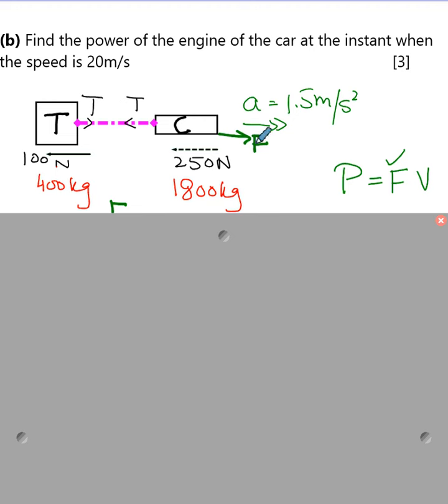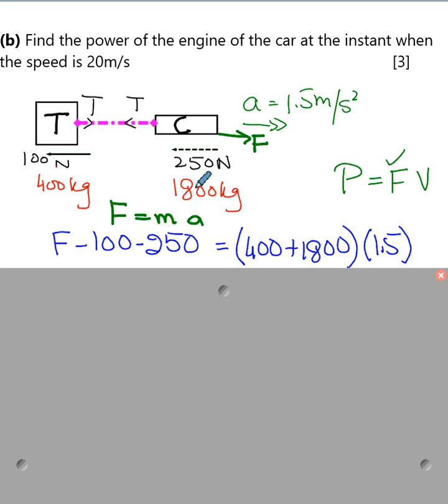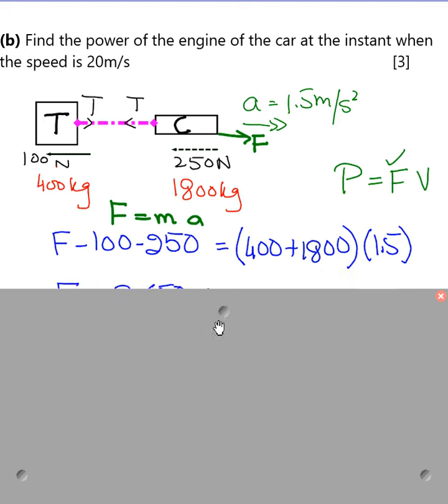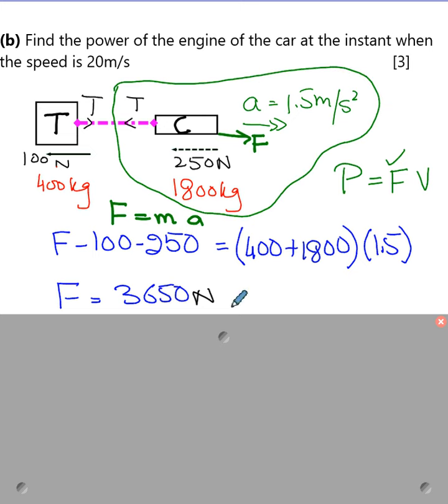So we will take the forward force as F, and the backward forces are 250 Newton and 100 Newton in Newton's second law of motion. And in mass, of course, I will add up the mass of both the vehicles times 1.5. So I'll calculate and get the force, which is 3650 Newton. Now, if I only consider the first part of this system to calculate the force, then I will only consider this part of the system.